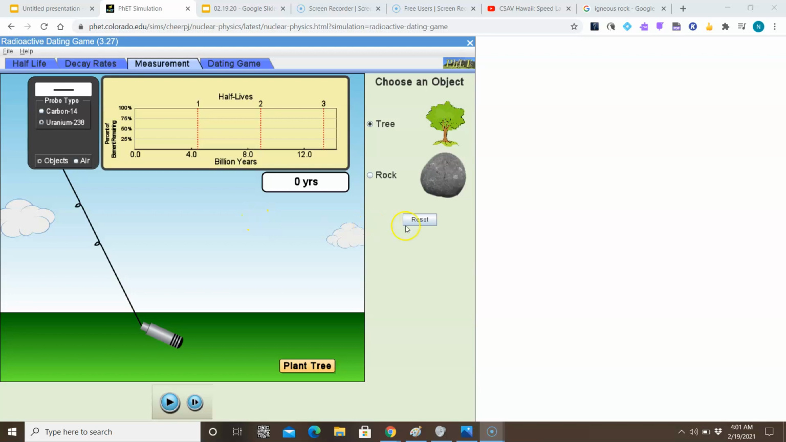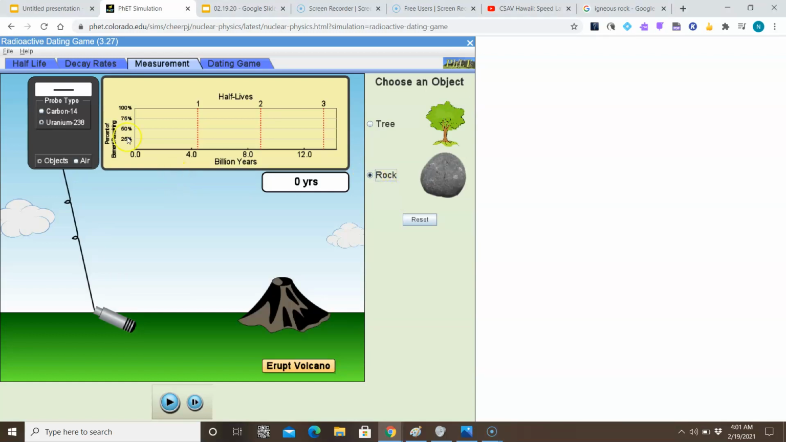All right, here's the last video. We are now going to measure the amount of radioactive isotope in the rock. And remember, we're going to do both uranium and carbon-14. Let's go ahead and start with uranium.